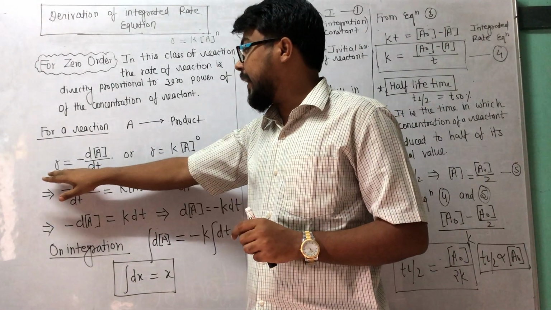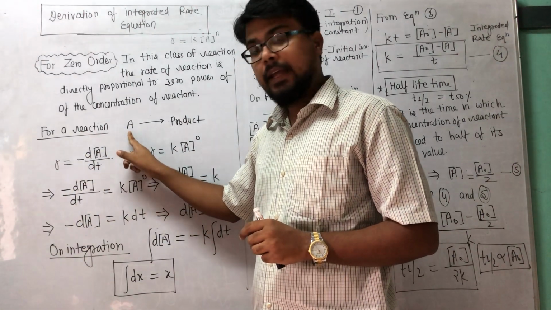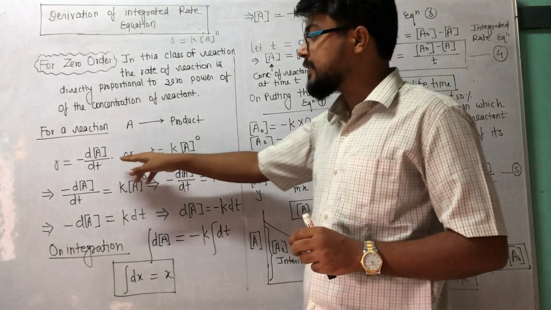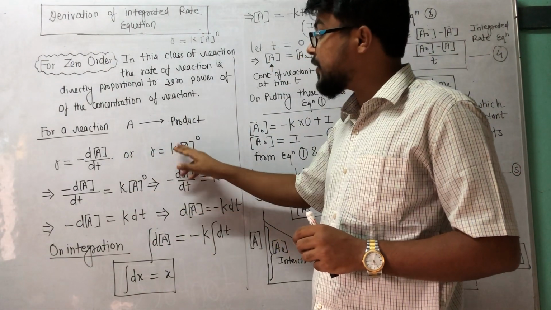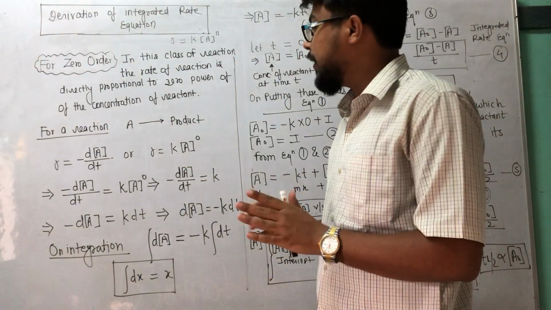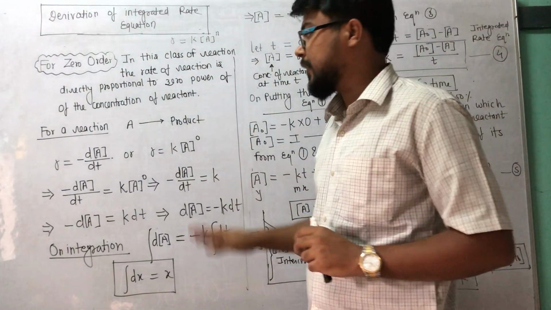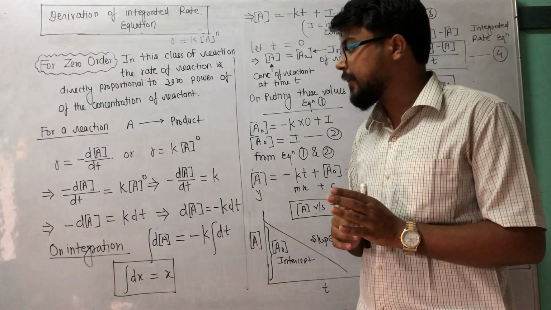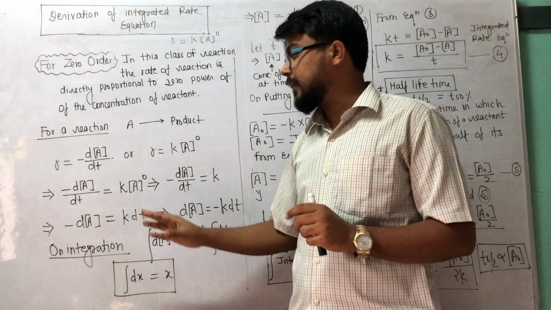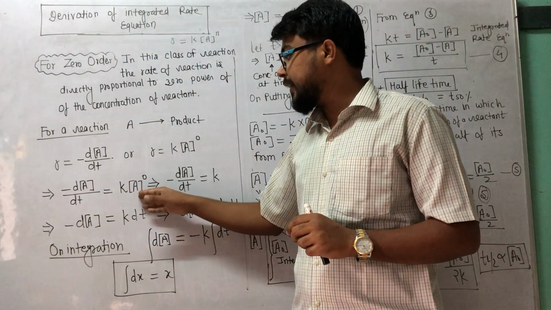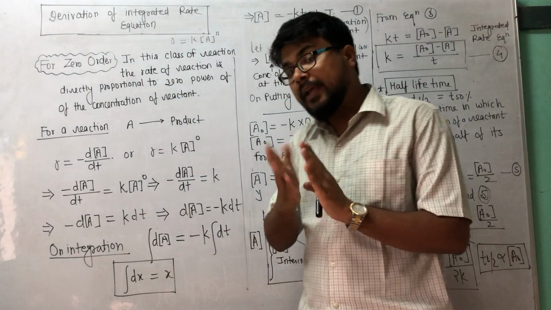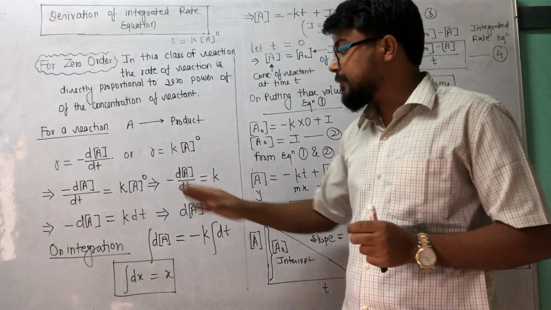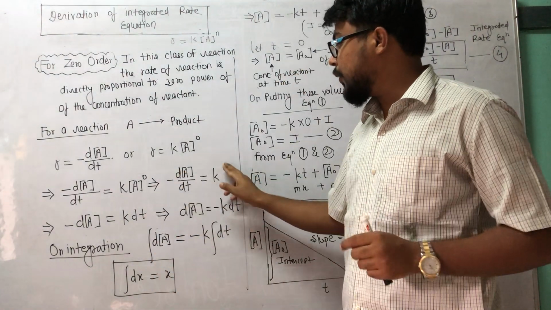R equal to minus dA by dt, because A is being consumed here, and R equal to K A to the power 0. The first is a differential equation and the second is the rate law, because it is a zero order reaction. So if we club them, we get minus dA by dt equal to K A to the power 0. Now A to the power 0 is 1, so the whole term will be 1.